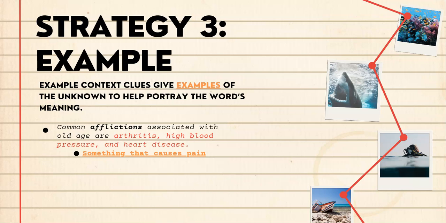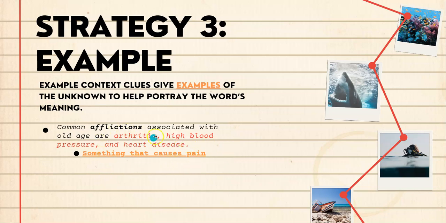All right, our last and final strategy here is example. Example context clues give examples of the unknown word to help portray the word's meaning. So let's look at an example of this. Common afflictions associated with old age are arthritis, high blood pressure, and heart disease. Our unknown word here is afflictions. We're trying to figure out what that means. And then it gives us some examples of afflictions for people who are old. The examples are arthritis, high blood pressure, and heart disease.